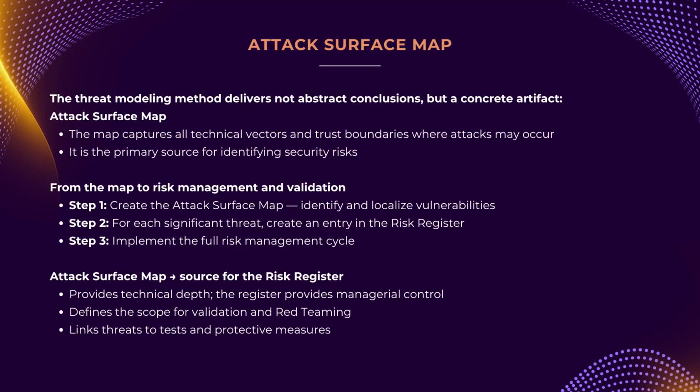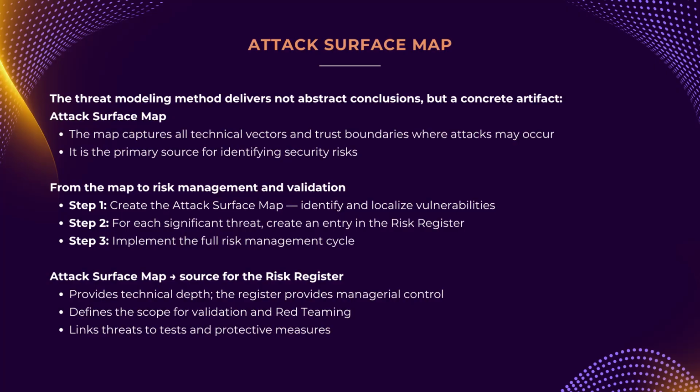Threat modeling is not just an analytical exercise. The outcome of this process is a specific, mandatory artifact, the attack surface map, where we record all such security threats. This is one of the main methods of security risk identification we discussed in the risk management block. First, we create the attack surface map to deeply understand technical vulnerabilities. Then, for each material threat identified on that map, we create a new entry in our risk register.